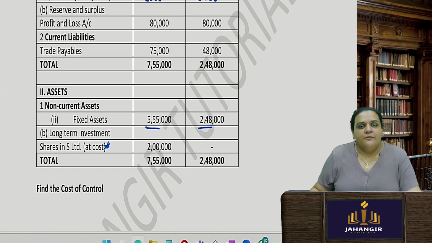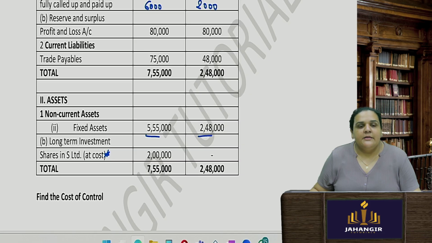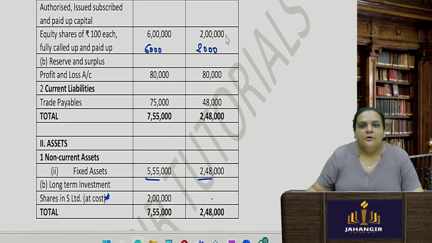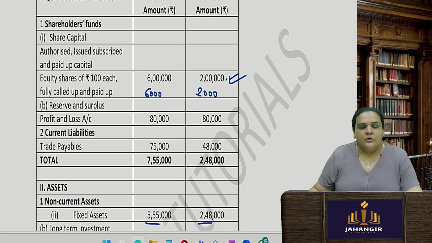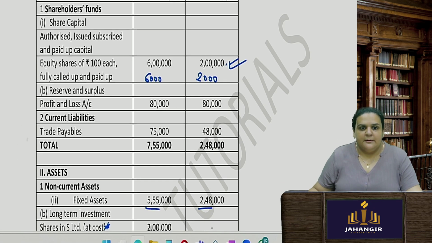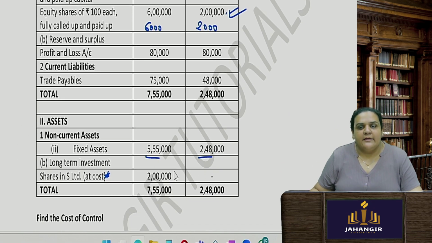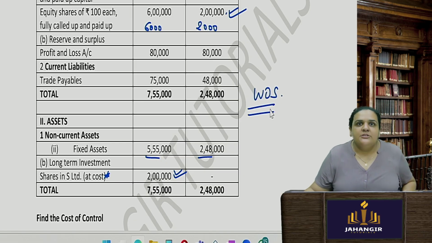Long term, you will always find in H Limited the shares investment in S Limited on the asset side. Obviously, for H it is an asset, investments are assets. So they have given me long term investment, shares in S Limited, 2 lakhs. Now if you see, 2 lakhs here is the total amount of share capital of S, and holding is also having 2 lakhs. That means this is a wholly owned subsidiary. All the shares of S Limited are owned by H Limited. So it is a wholly owned subsidiary.